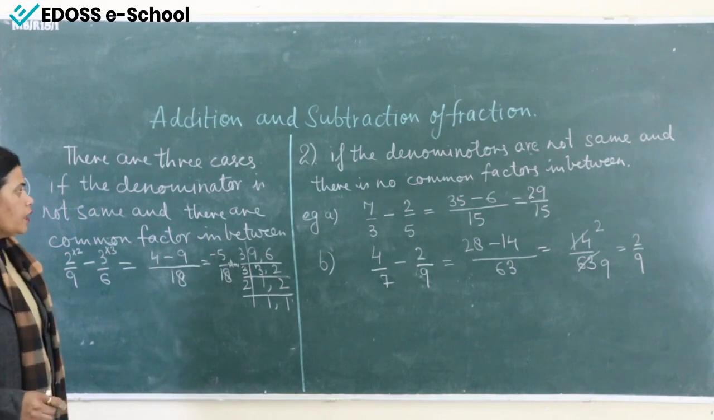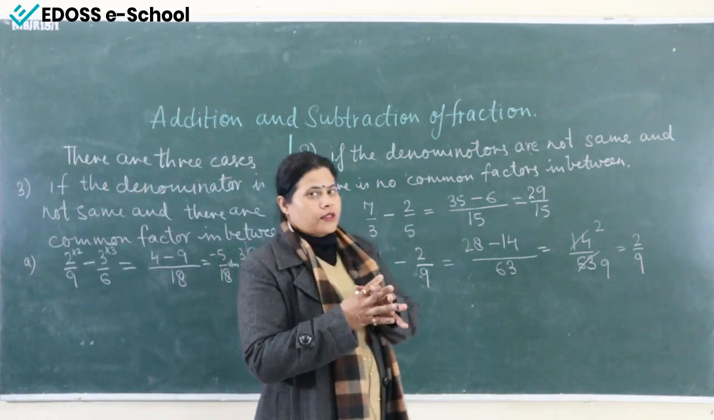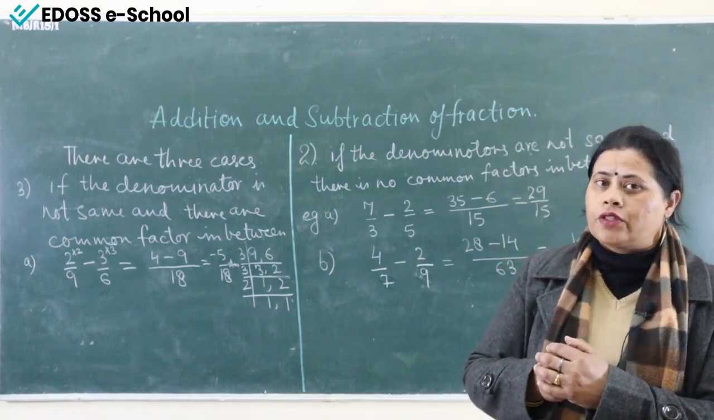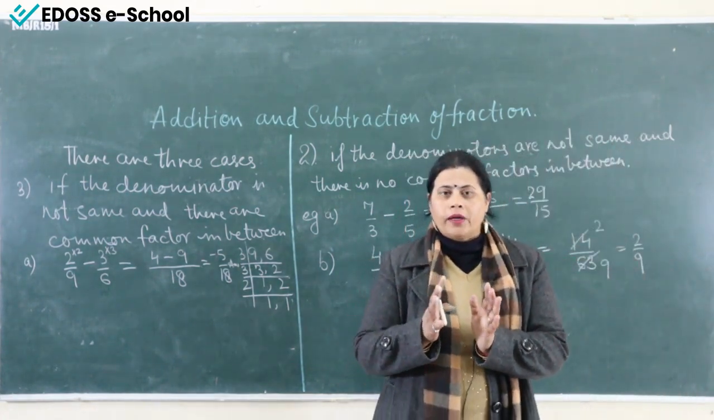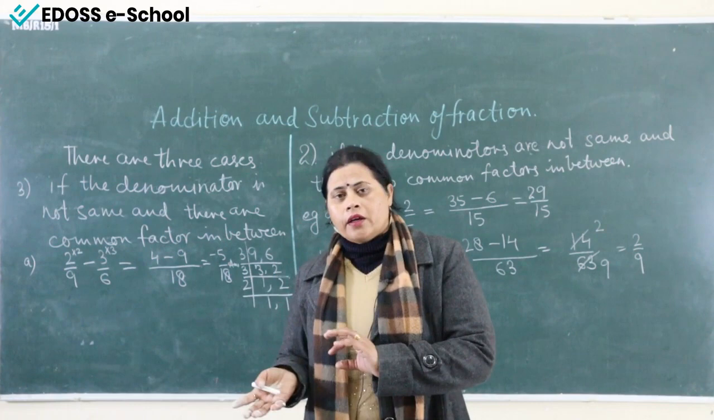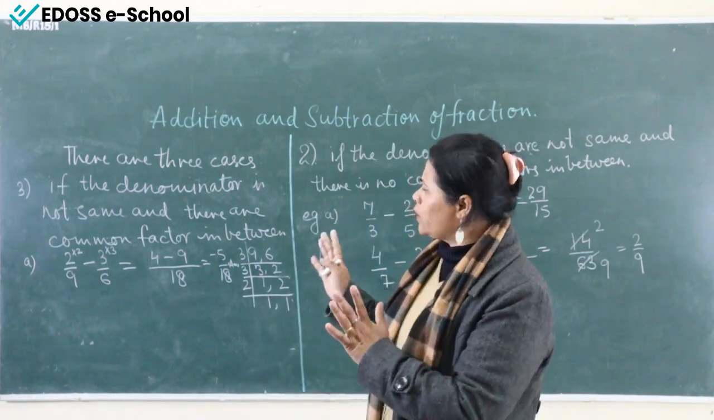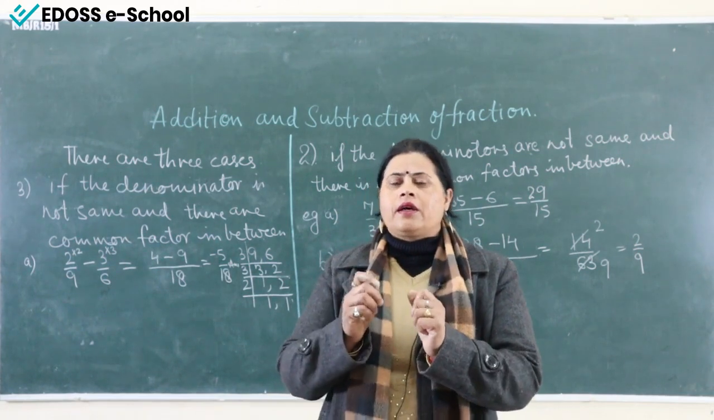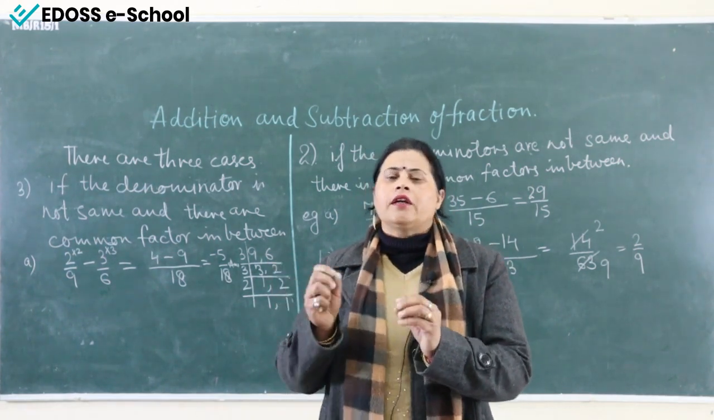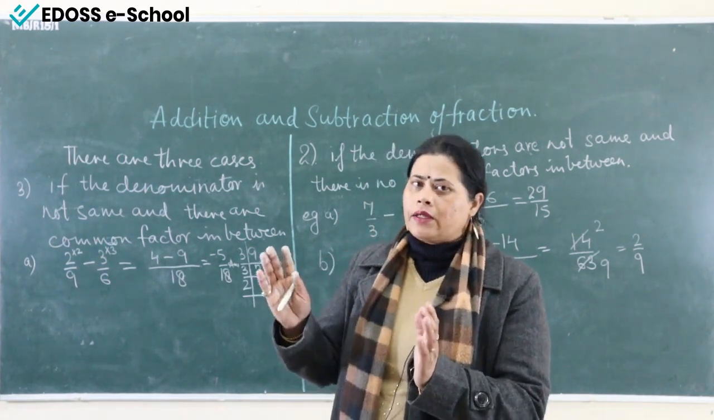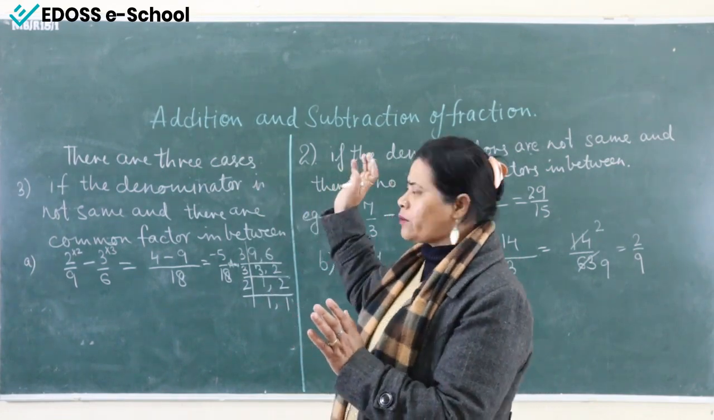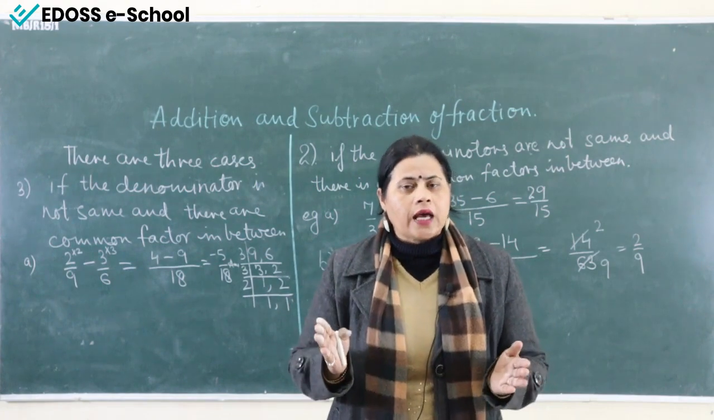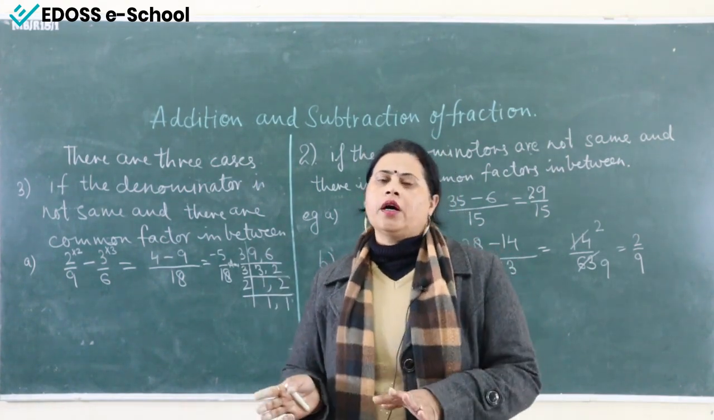So here are the three cases of addition and subtraction. Not in multiplication and division, because when you multiply and divide, it is a different method. But when you are doing addition and subtraction, we have the same method, the difference being the sign. In addition you will use the plus sign, in subtraction you will use the minus sign, and three cases are followed in both the operations.